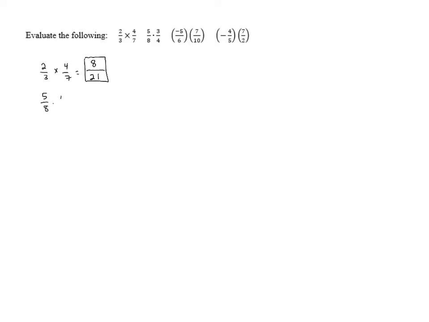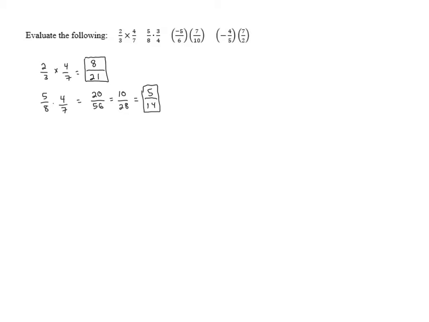5/8 times 4/7. Again, we multiply across. 5 times 4 is 20 in the top. 8 times 7 is 56 in the bottom. Now this one can be reduced. Both of those are even numbers, so we can divide the top and bottom by 2. That gives us 10 over 28. And they're even again, so we can reduce again by a factor of 2. That gives us 5/14.